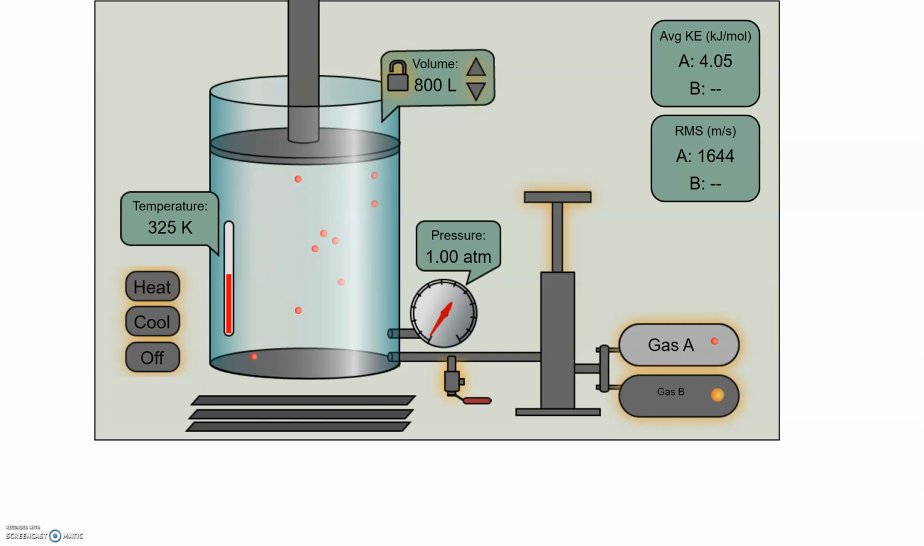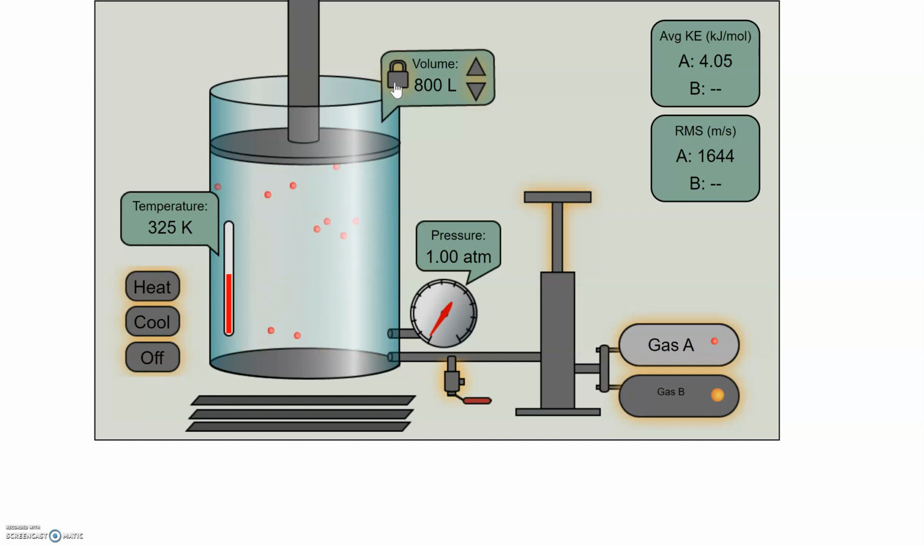So here is the procedure for Lab 11B. And we're back on our old buddy, the simulator. The first thing that you're going to do is lock the volume. So make sure that you hit this lock so that the volume can't change. Otherwise, we're going to be testing the wrong set of variables. So that's the first thing.